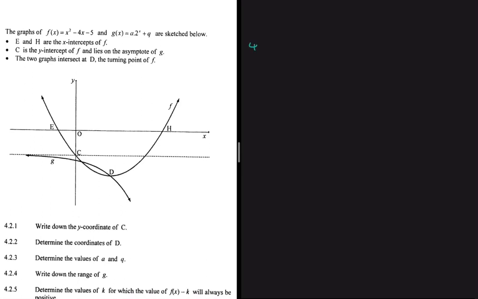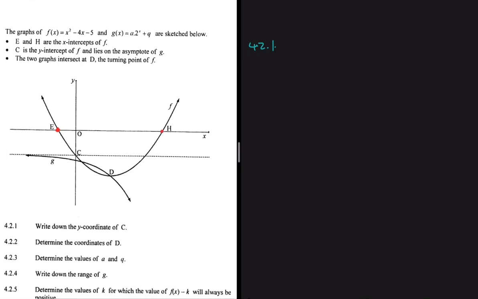So for 4.2.1, the question is saying let's write down the y coordinate of C, right? Clearly we have two graphs here: f of x, which is x squared minus 4x minus 5, the quadratic function you see on the graph, and an exponential function, g of x, which is a multiplied by 2 to the x plus q. And then E and H are the x-intercepts. We have E here, and H here, being the x-intercepts.